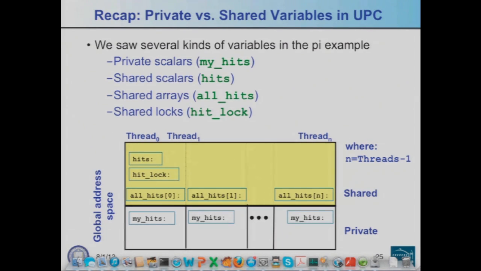Okay, so what have we seen? We saw private variables. We saw shared scalar variables. So private scalar variable, so scalar just means not an array, and we've got scalars like my hits and hits is the shared version of that. Then we had shared arrays like all hits. We can also have non-shared. We can have private arrays if we want to. We can still allocate things down in the private space.